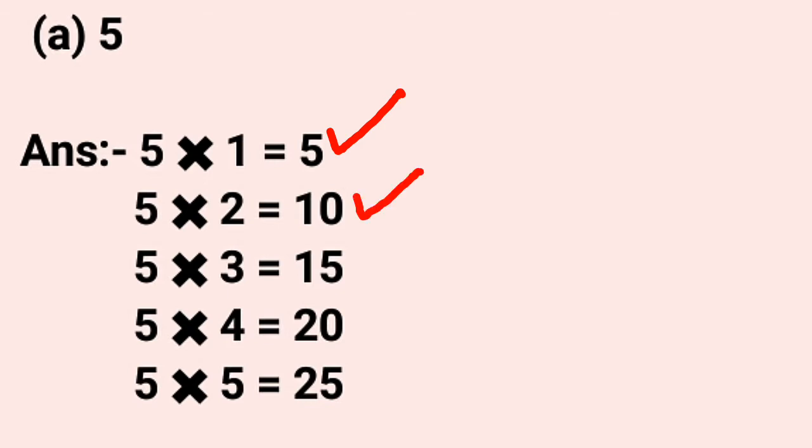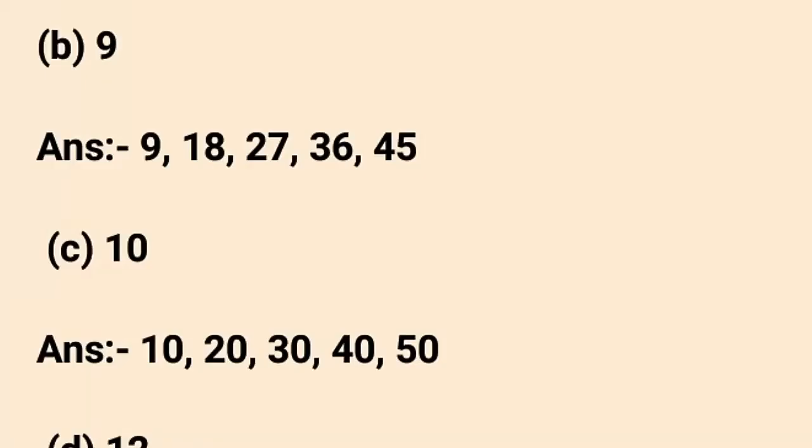5 threes are 15. This is the third multiple. 5 into 4 is 20. So this is the fourth multiple. And 5 fives are 25. So this is the fifth multiple. So these are 5 multiples of number 5. Here B part is similarly we will write table of 9, because table of 9 means all the numbers are multiples of 9. So here let's write 9. 9 twos are 18, 9 threes are 27, 9 fours are 36 and 9 fives are 45.